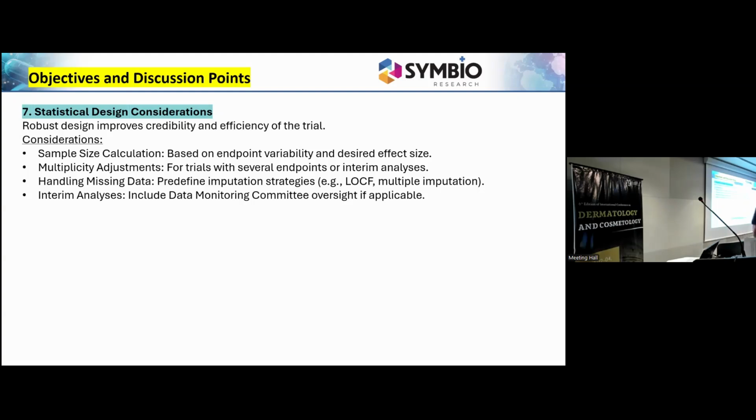But for the entire clinical trial, right? But when we are stopping in between for the interim, then we have to divide that, like 2.5% here, 2.5% there. So we have to also adjust that. Next is handling missing data.